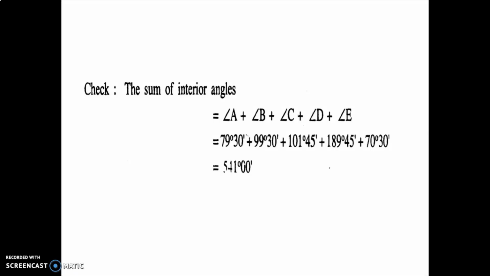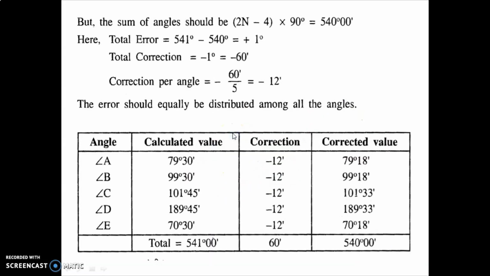But here, suppose you are not getting 540, what do you do? So this is the second type of example in which correction is required. You can see I have put all the 5 angles, I have done the summation also, but I am not getting 540, I am getting 541. So what do I have to do? There is some error. Instead of 540, you are getting 541, means the total error is 1 degree positive. Because of the check 2n minus 4 times 90, you should get 540, but you are getting 541. You are getting 1 degree more.